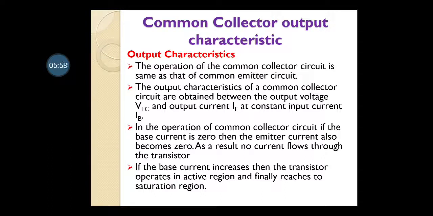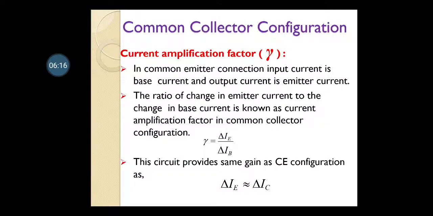In the operation of the common collector circuit, if the base current is 0, then the emitter current also becomes 0. As a result, no current flows through the transistor. If the base current increases, then the transistor operates in the active region and finally reaches the saturation region.